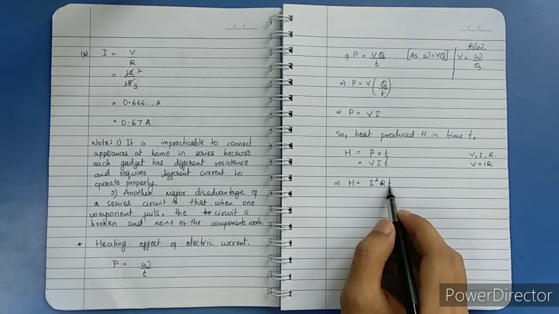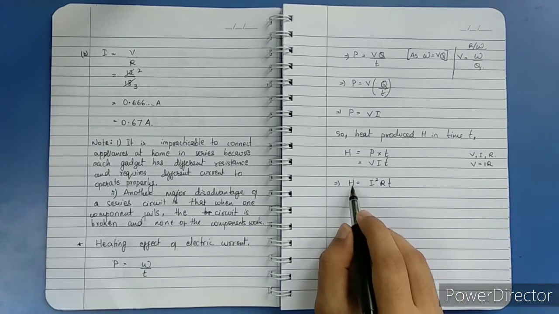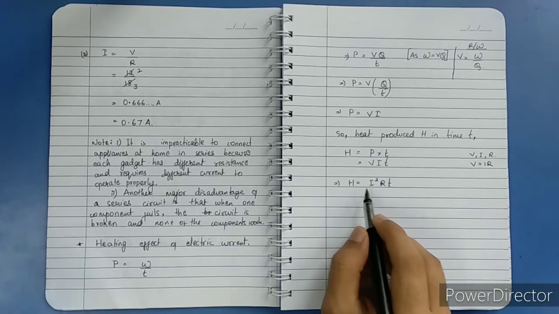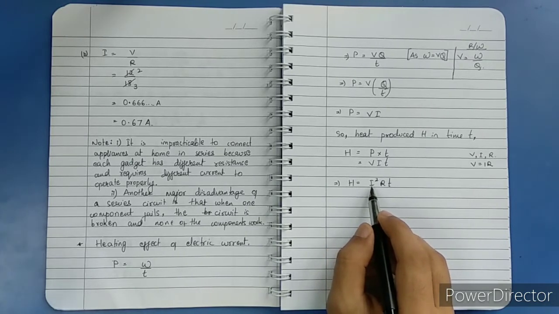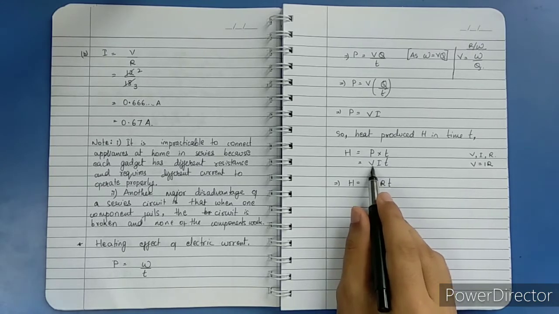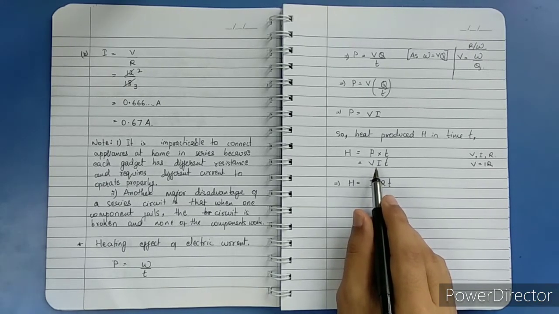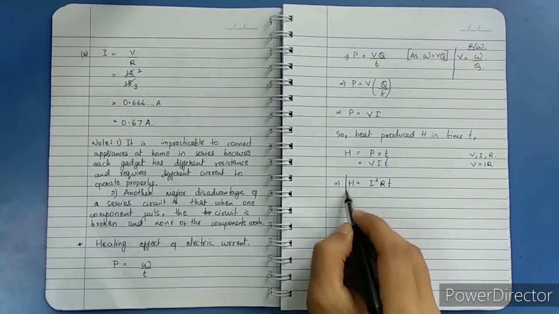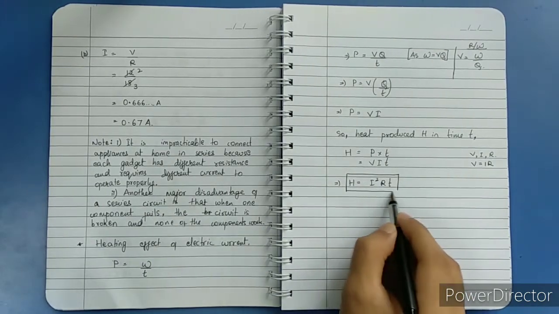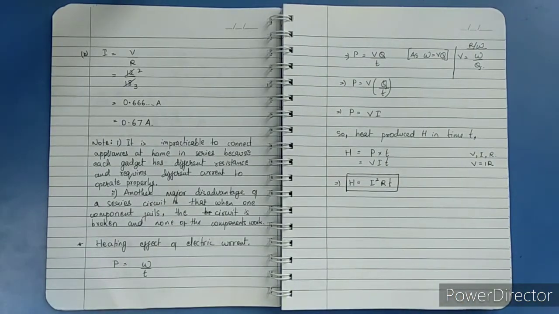Now time also varies. That is why the heating effect that is produced depends upon three major factors: the current, the resistance, and the time, not the voltage, because the voltage that comes to our home is constant as all the connections are made in parallel. So H is equal to I square RT. From here we derive Joule's law of heating.